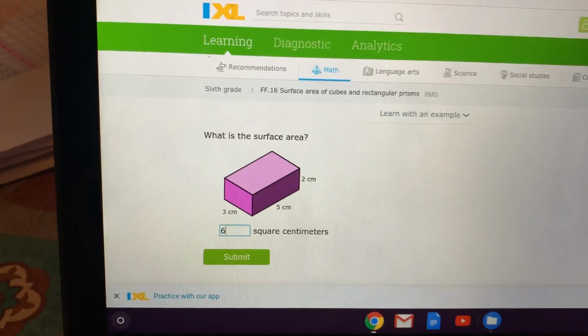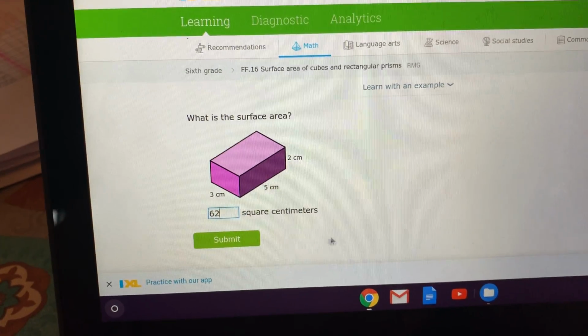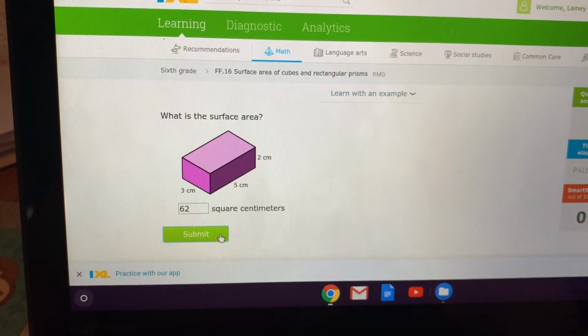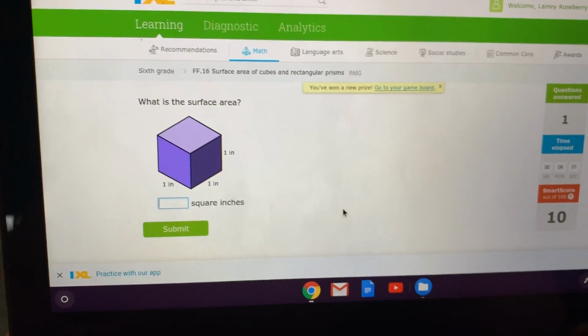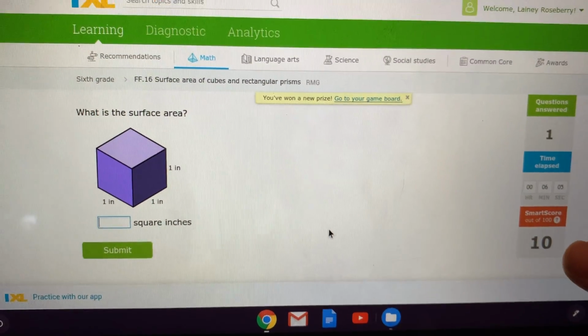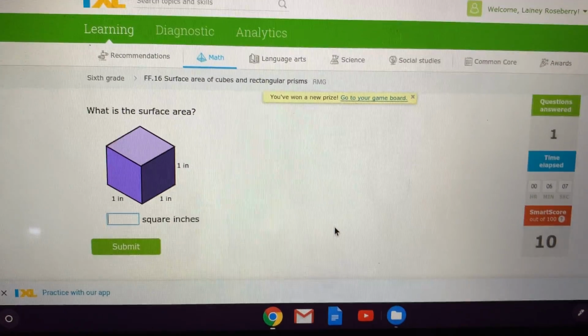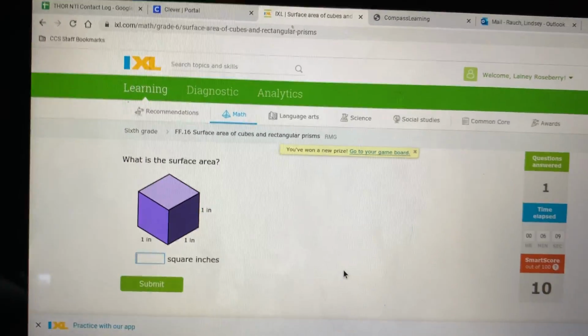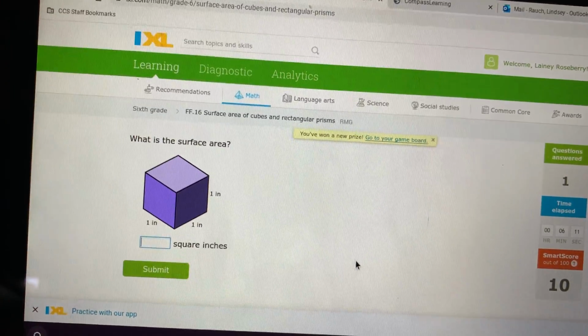So I'm going to come over here and type in 62 and click submit. And then it will tell me that's right. And if you look over here at my score, I have a score of 10 right now. Okay. So there's one example. Go ahead and do this next example here.